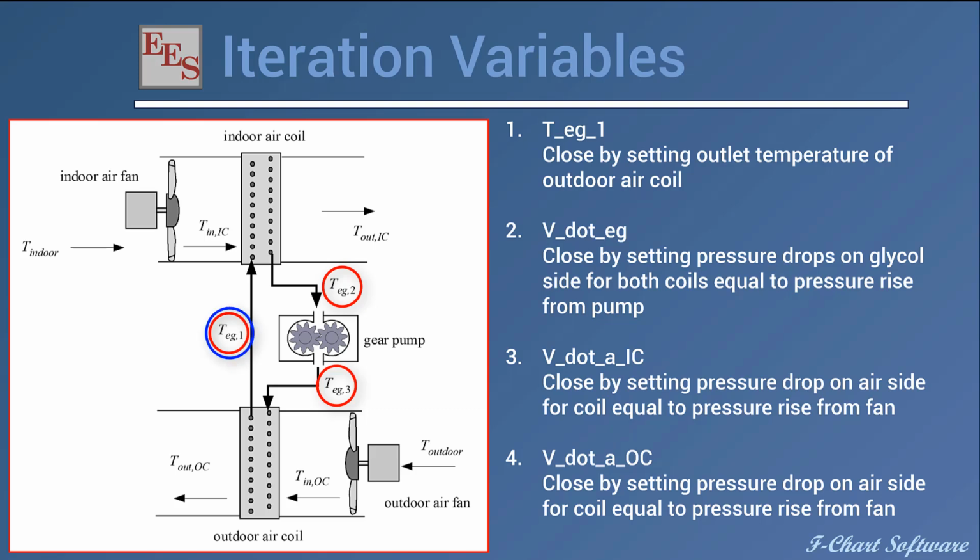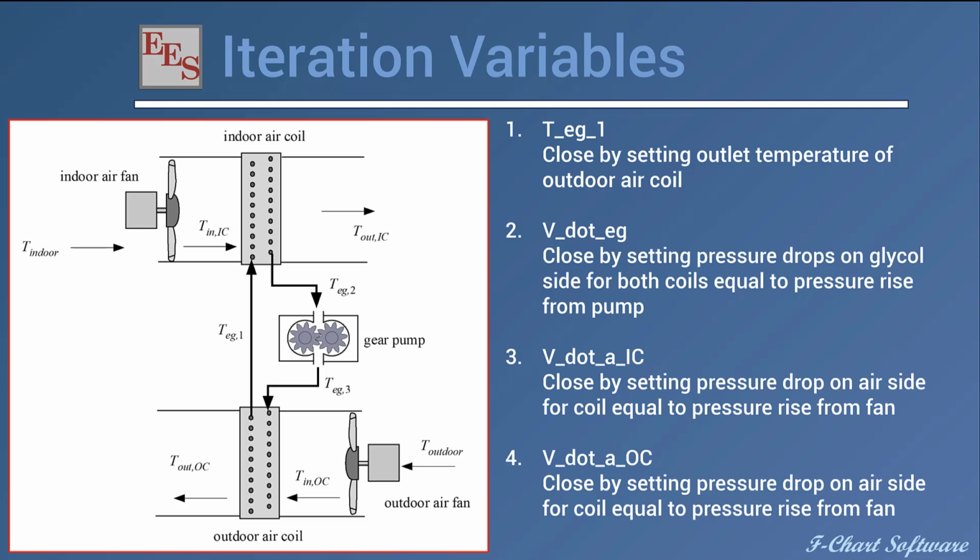And then I'll run that ethylene glycol through the outdoor air coil, which will give me a new value for T ethylene glycol 1. And of course, unless I'm a really good guesser, that new value is going to be different than my guessed value, and that is how I'm going to figure out what the actual value of T ethylene glycol 1 is. So I need to both know the iteration variable, which is T ethylene glycol 1, and then also have a strategy for closing it, right? And you can see I'm going to close it by setting the outlet temperature of the outdoor air coil to the inlet temperature of the indoor air coil.